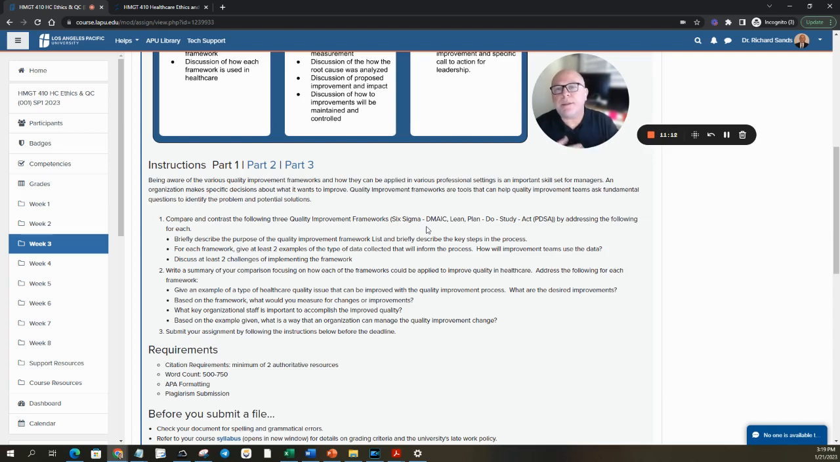Number 2, now you're going to write a summary of your comparison, focusing on how each of the frameworks could be applied to improve quality in healthcare. Address the following for each framework. Let me say that again. Write a summary of your comparison, focusing on how each of the frameworks could be applied to improve quality in healthcare.